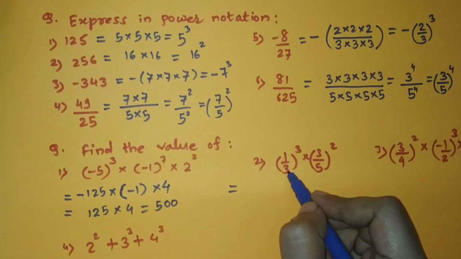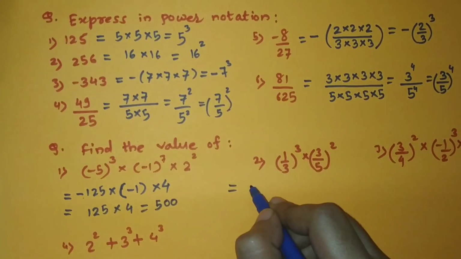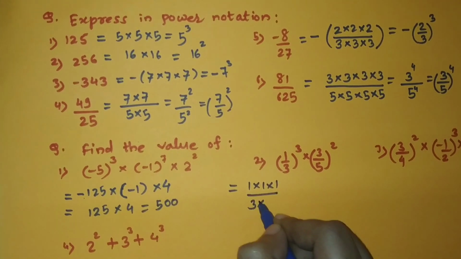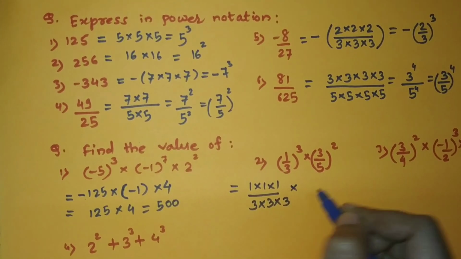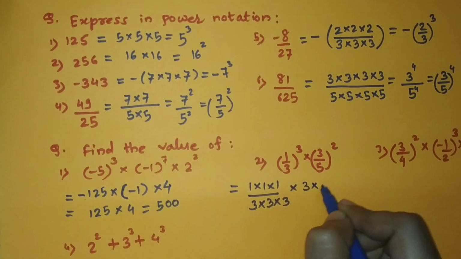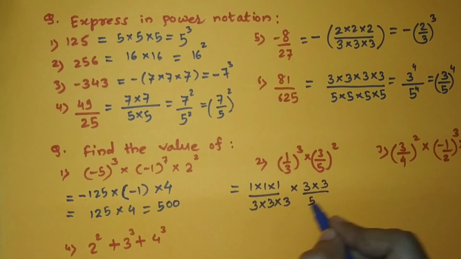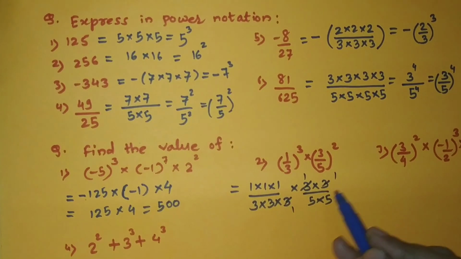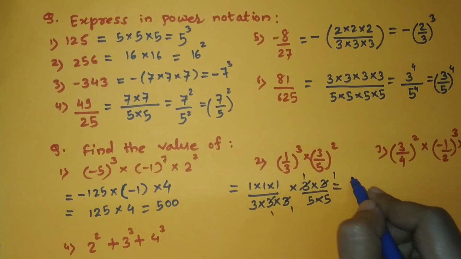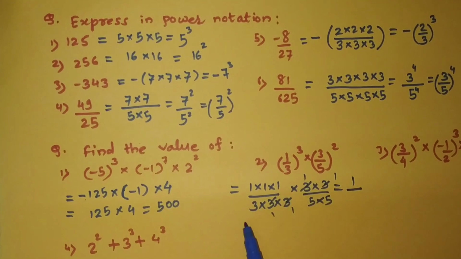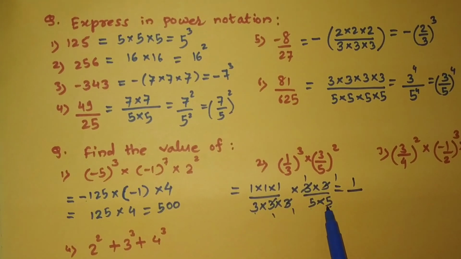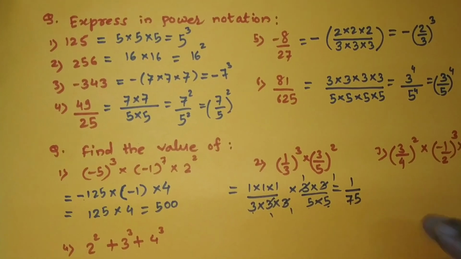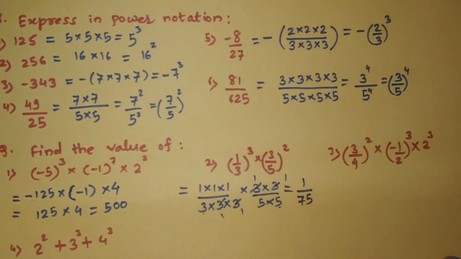Next we'll go for 1 by 3 to the power 3 into 3 square into 5 square. 1 to the power 3 means 1 multiplied 3 times, and here 3 is multiplied 3 times, into 3 into 3, and 5 square means 5 into 5. Friends, you can simplify here, 3 ones are 3, and these 3 cancel. We are just left with 1, and in the denominator 3 into 5 into 5, that is 5 fives are 25, 25 threes are 75. So the value is 1 by 75.